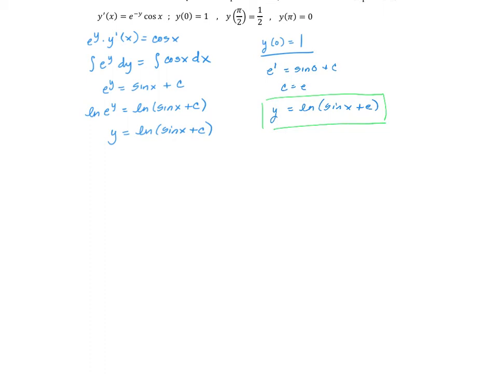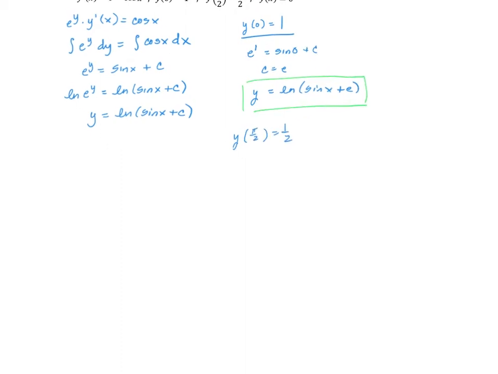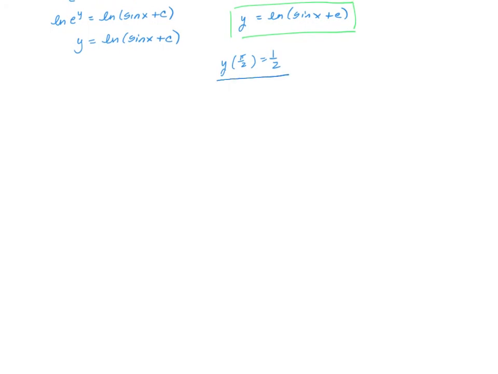What about the other condition? y of pi over 2 is equal to 1/2. So that gives us e to the 1/2 is equal to sine of pi over 2 plus c. Sine of pi over 2 is 1. So we have e to the 1/2 is equal to 1 plus c. That gives us a c value of e to the 1/2 minus 1. And we get our solution y equal to natural log of sine of x plus e to the 1/2 minus 1.